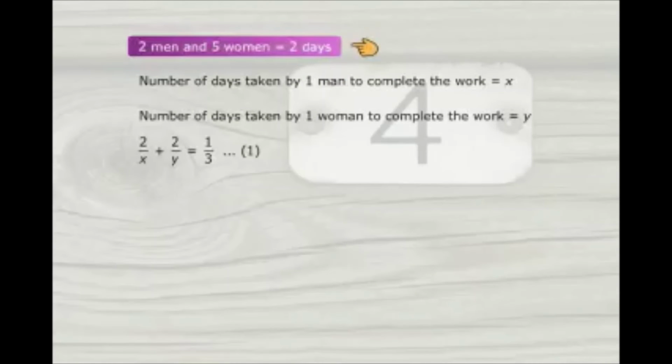Now let's come to the second condition. 2 men and 5 women can complete the same work in 2 days. So what is the equation that we get from this? 2 by x, that is the amount of work completed by 2 men in one day, plus 5 by y, that is the amount of work completed by 5 women in one day, equals 1 by 2. That is the amount of work that they do together in one day, right? Let's call this equation 2.